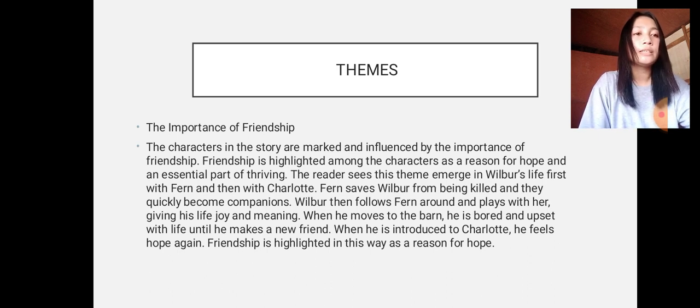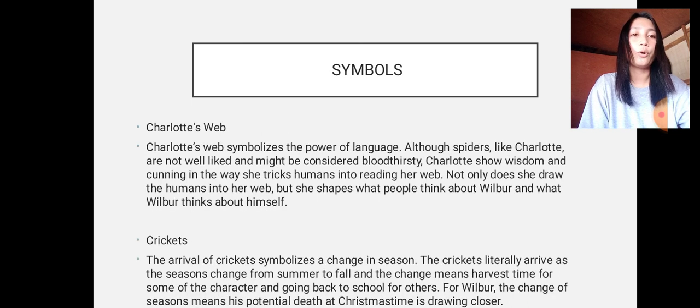The reader sees this theme emerge in Wilbur's life first with Fern and then with Charlotte. Fern saves Wilbur from being killed and they quickly become companions. Wilbur then follows Fern around and plays with her, giving his life joy and meaning. When he moves to the barn, he is bored and upset with his life until he makes a new friend. When he is introduced to Charlotte, he feels hope again. Friendship is highlighted in this way as a reason for hope.